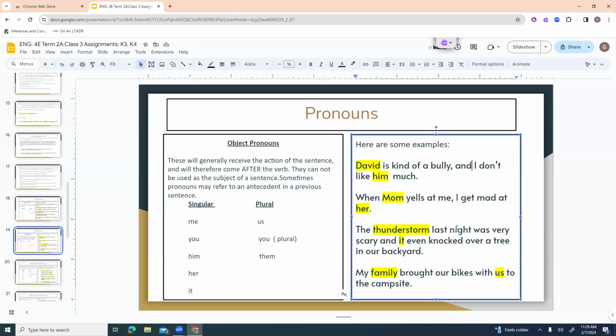The thunderstorm last night was very scary, and it even knocked over a tree in our backyard. Now, it is referring to the thunderstorm because there's only one storm, right? My family brought our bikes with us to the campsite. So here, us has to be linked to family. If I had said, I brought my bike, I wouldn't usually say with us to the campsite unless it was clear earlier that you were with more than one person, right?